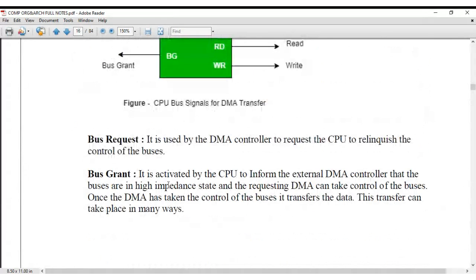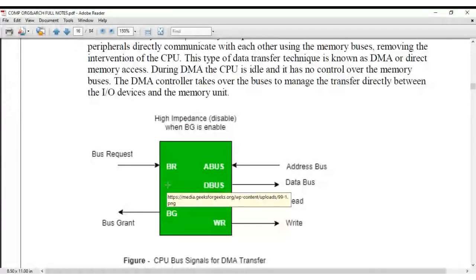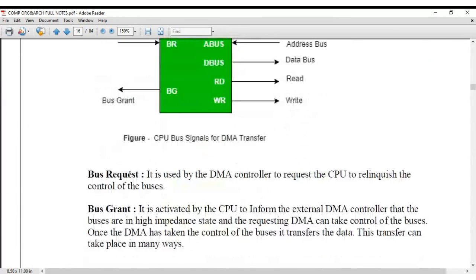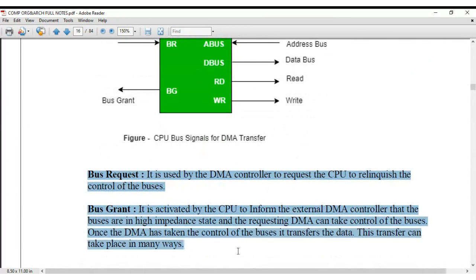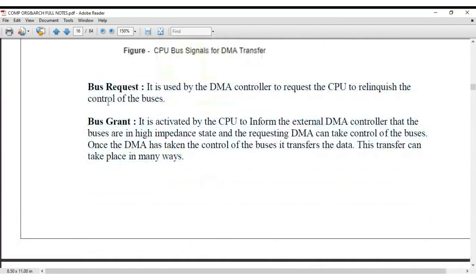Now, because direct memory access does not need a high intervention of the CPU like other processing activities, there are two things that will happen for direct memory access to successfully occur. One is called bus request, and another is called bus grant. Bus request and bus grant.